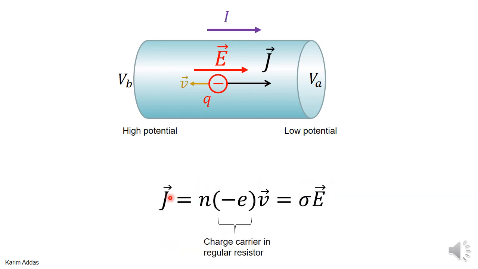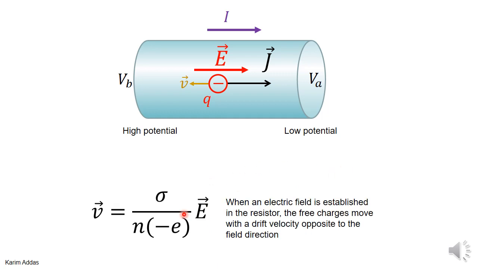So we know that J is just the number of charges per unit volume times the charge of each charge times the velocity. Since the charge carriers are negative in a conductor, then the charge is minus e, where e is 1.6 times 10 to the minus 19. So we can write down then the point form of Ohm's law this way. And we can rearrange terms to get the velocity in terms of the electric field.